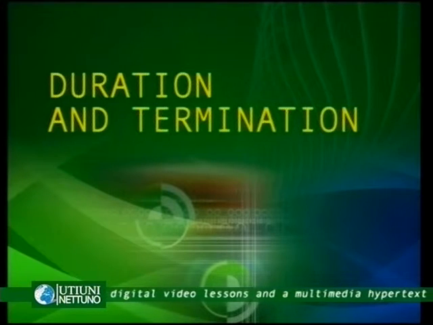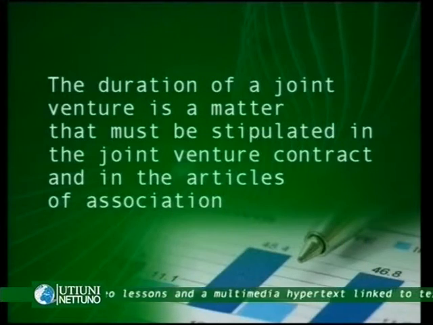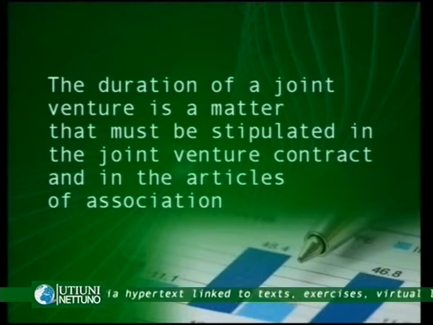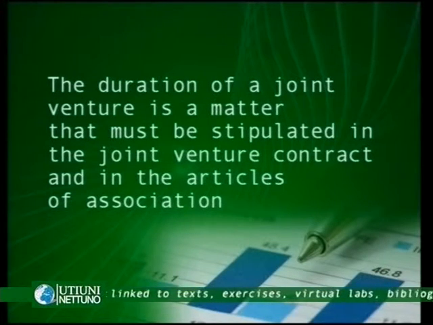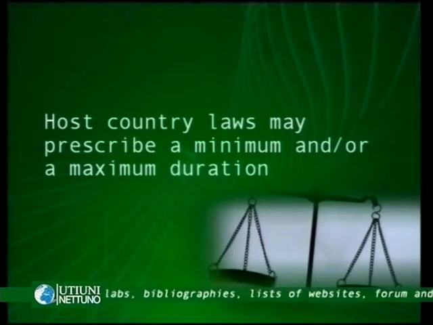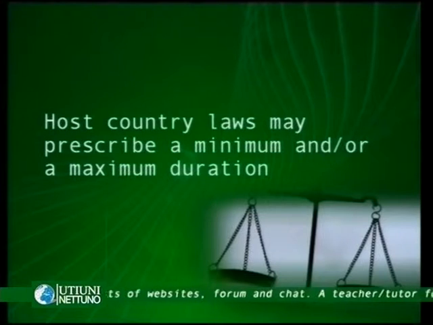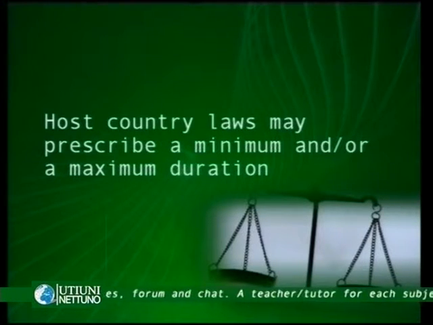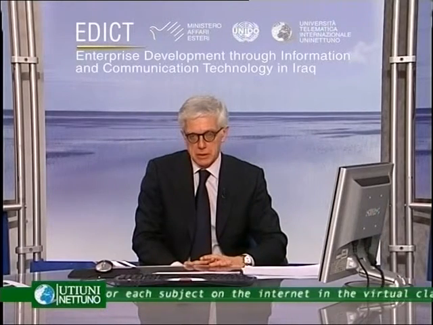Duration and termination. The duration of a joint venture is a matter that must be stipulated in the joint venture contract and in the articles of association. Also, we have to consider that host country laws may prescribe a minimum and/or a maximum duration. Of course, the duration of a joint venture may differ depending also on the industry and the project itself.